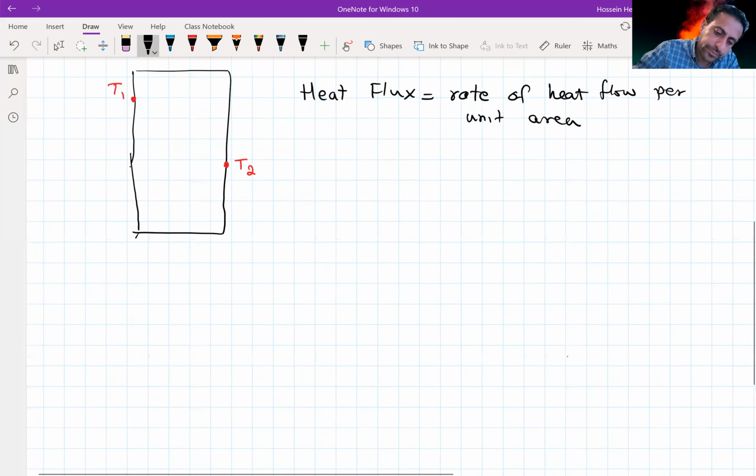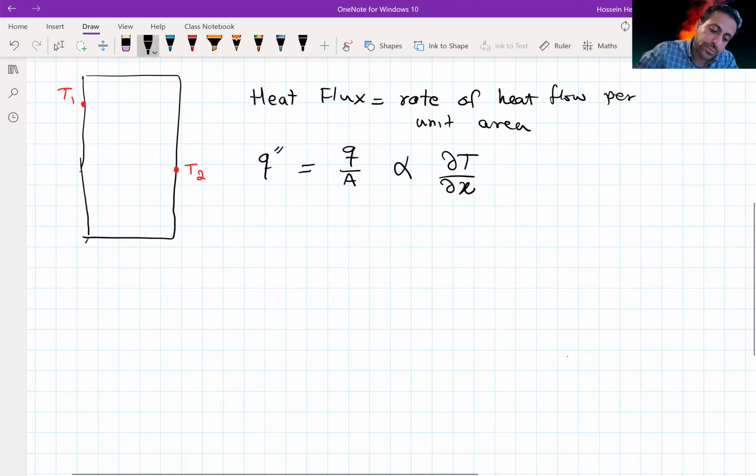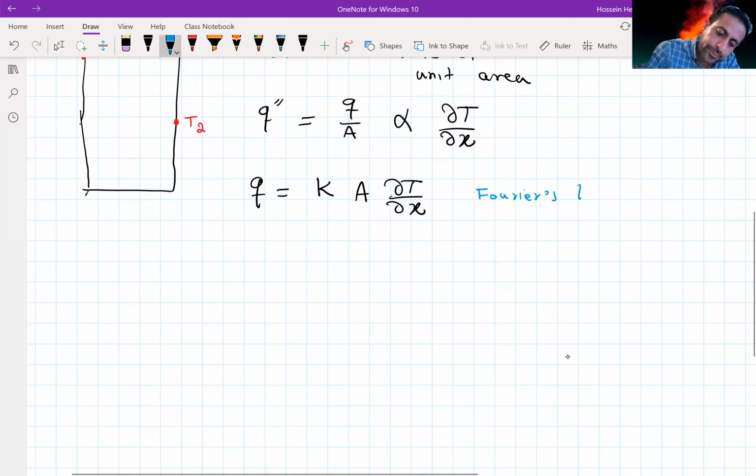as we show by Q double prime, called Q over A, is going to be proportional to the temperature gradient that exists in this solid. Now, if we use a proportionality constant, what we are going to get here is Q is going to be KA dT over dx. And this is what we call Fourier's law of heat conduction.